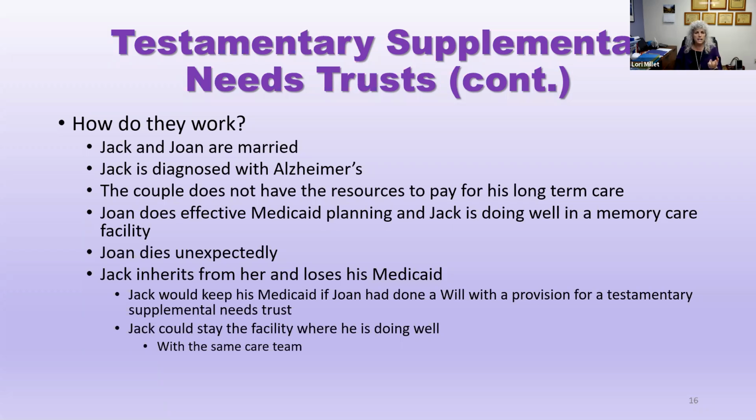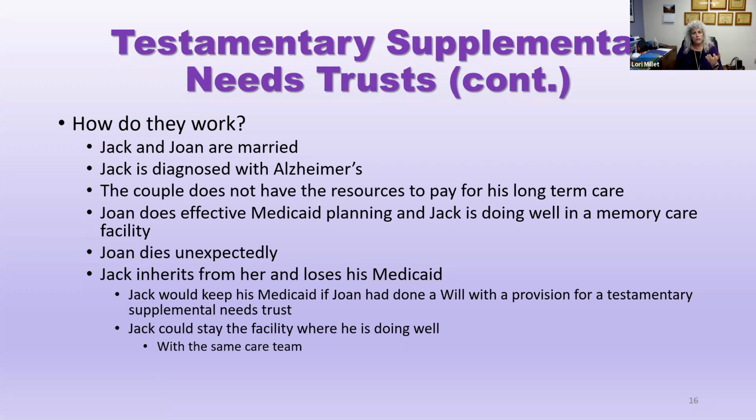Joan goes to see a Medicaid attorney, and she does perfect Medicaid planning, and Jack is in a memory care facility where he does really well. Unfortunately, Joan dies unexpectedly. We don't want Jack to inherit from her, because if Jack inherits from Joan, he's going to lose his Medicaid. And it was difficult for Joan to get him on Medicaid in the first place.